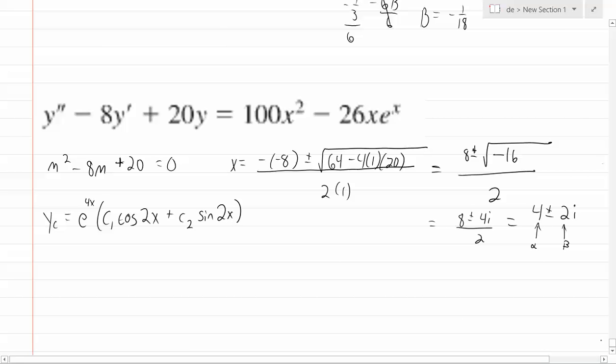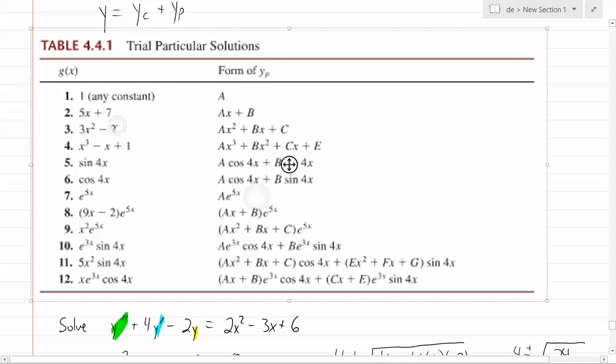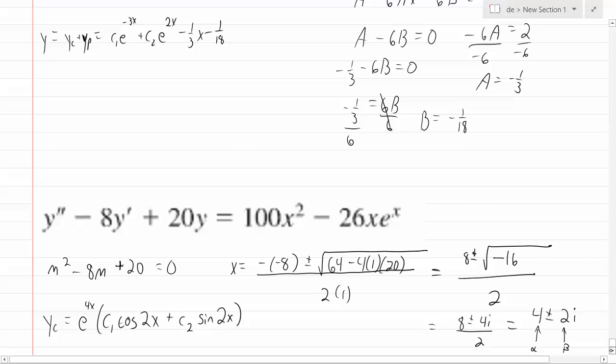Alright, so again we have an x squared, we have a quadratic, and we have an x times e to the x. X times e to the x. That's what this is. Linear times e to the x. That's quadratic.